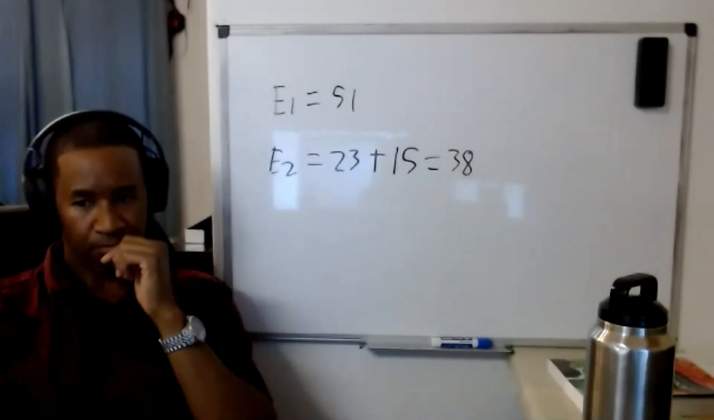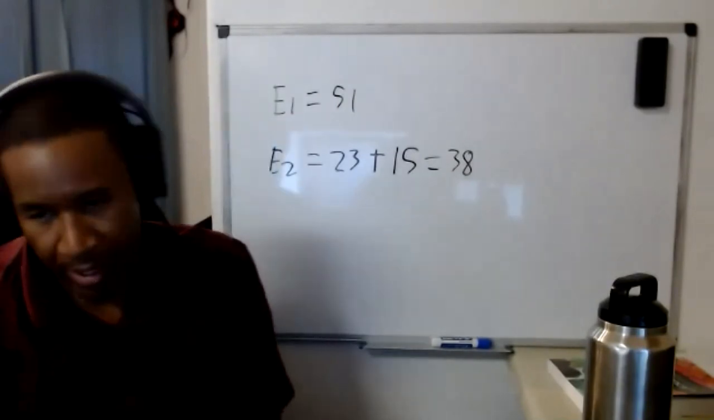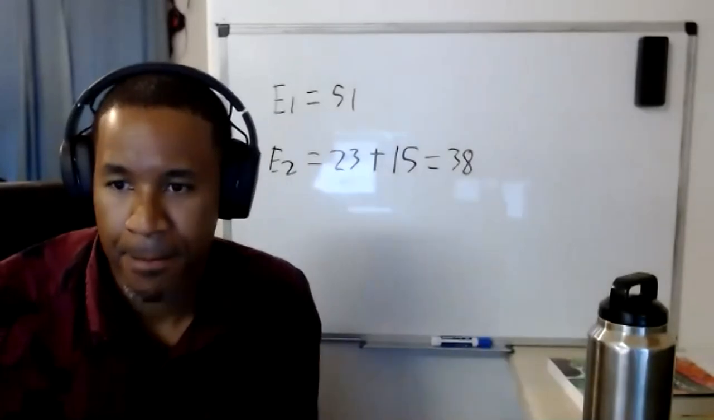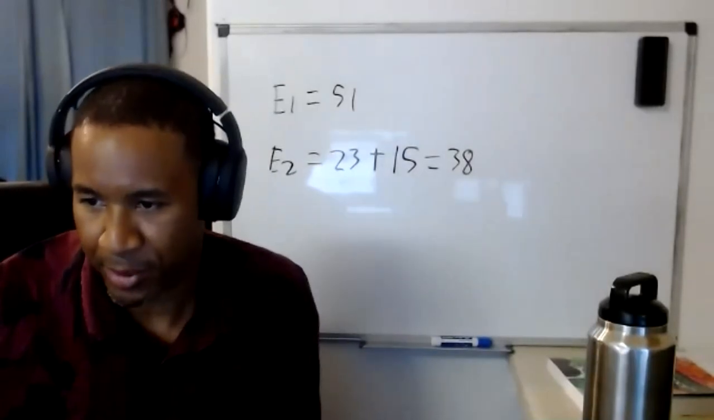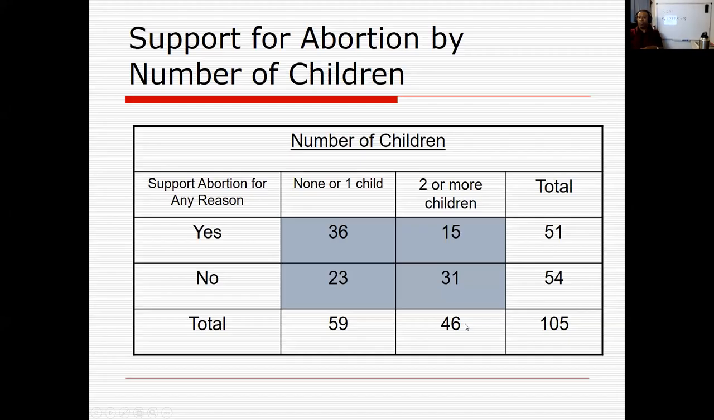Can you tell me again E2, please? Let's go back to it. Okay, I want you to talk to me, Beatrice. So number of children, there's two categories, right? Yeah.